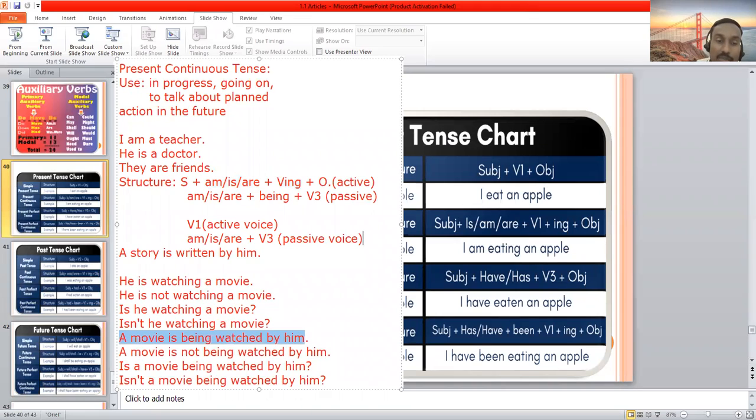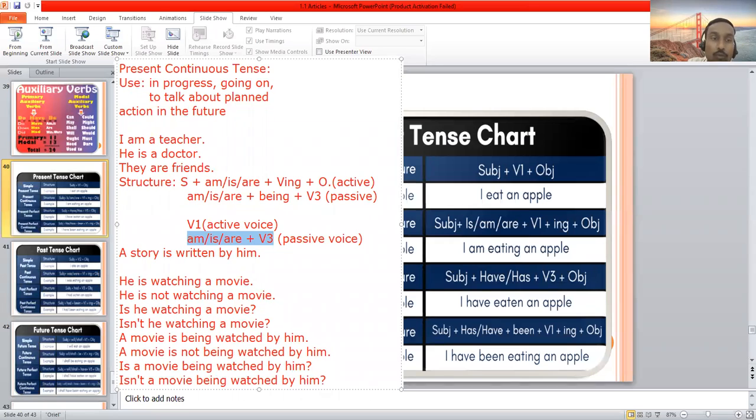And you should not have confusion. Why am I mentioning simple present tense again here? Because you should not get confused with am, is, are. Am, is, are is here also, and here also, and here also, but these are different ways of using am, is, are, four different ways. One is am, is, are with V-ing, one is am, is, are being V3, and another is am, is, are and V3.